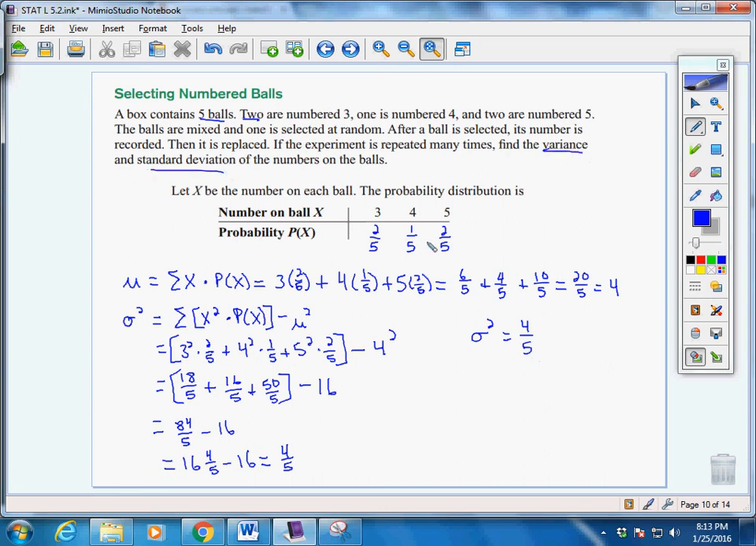Well, it asks us to find the variance and the standard deviation. Remember that we find the standard deviation because we've squared all of this stuff, so to get it back into its original form, we take the square root. So our standard deviation is the square root of 4/5. Well, 4/5 is actually 8/10. And that works out to be approximately 0.894.